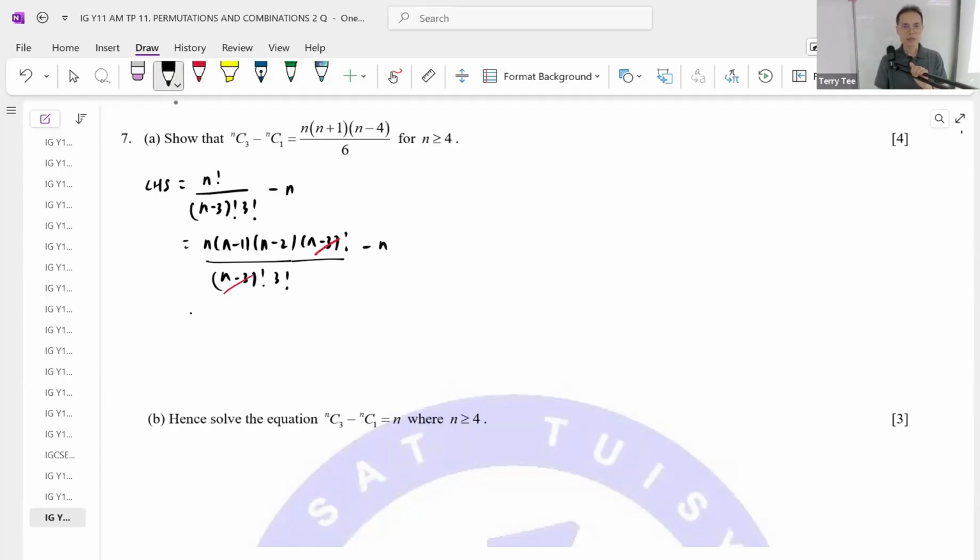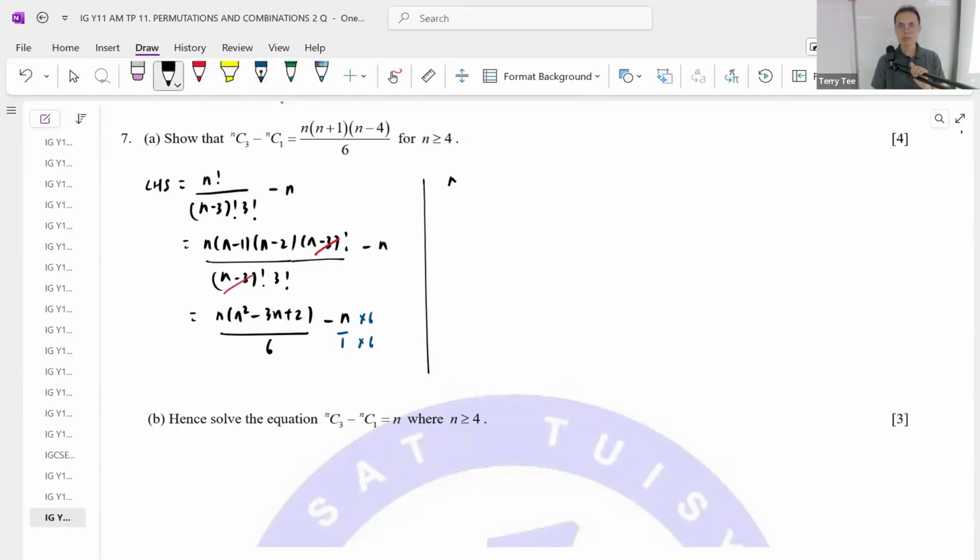This will give us, or maybe I expand later. I expand first. N squared minus 3n. This is 3n plus 2. 3 factorial is 6, right? This one is n. Now, the problem with this n is that they don't have the same denominator. This n means n over 1, right? So what should I do? I should multiply top and bottom by 6.